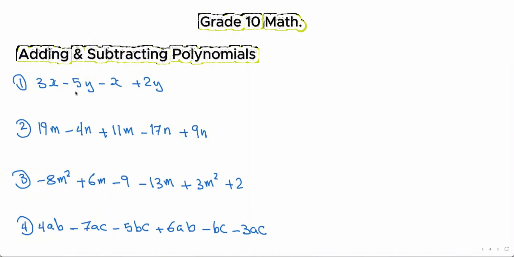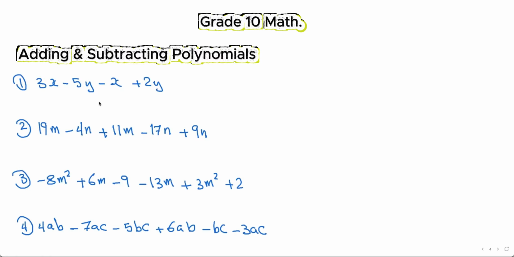So now if we look at the 3x, x here is called the variable, and 3 is called the coefficient. And also -5 is the coefficient and y is the variable. Here we have 4 terms in the equation because we have 1, 2, 3, 4: 3x minus 5y minus x plus 2y. So that's 4 terms.